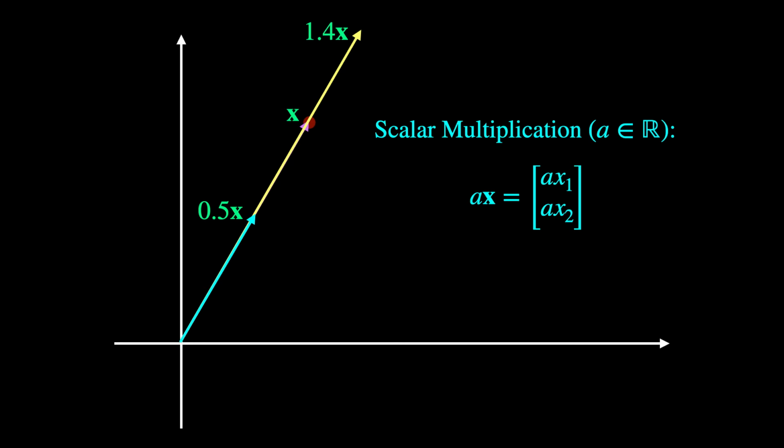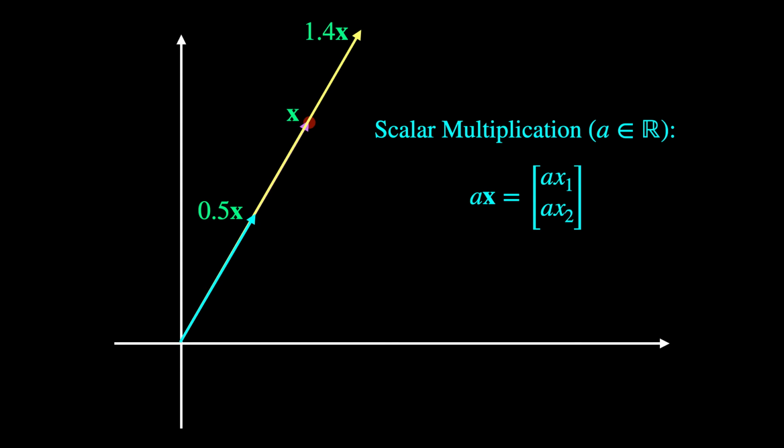Indeed, if two vectors point in the same direction, then they must be related by scalar multiplication, and we will say they are proportional to each other. Scalar multiplication by negative numbers, I'll let you figure out what that does.